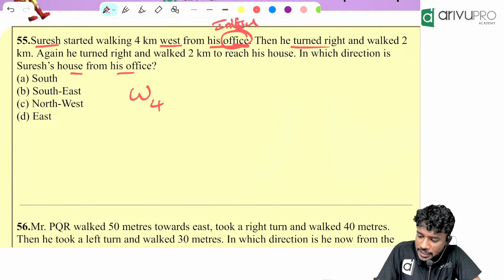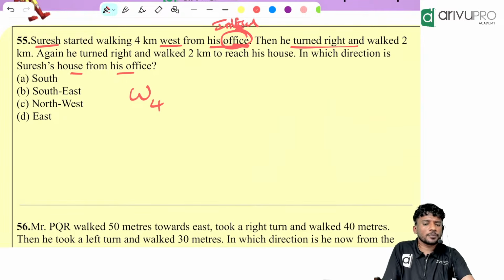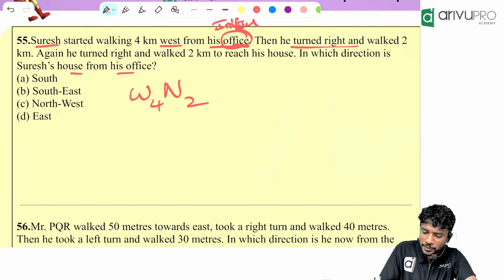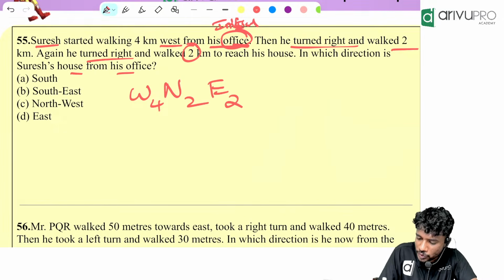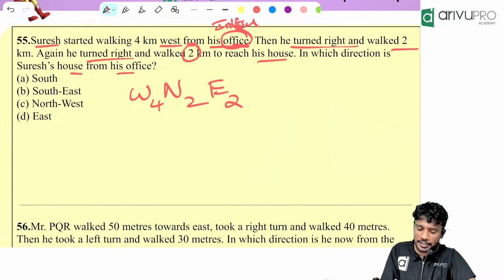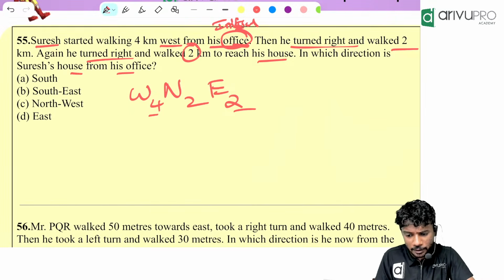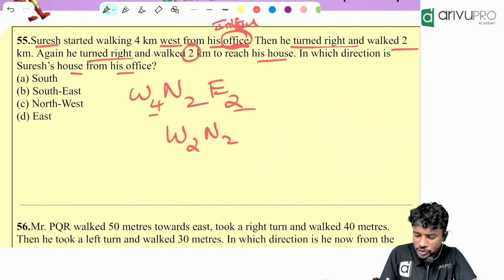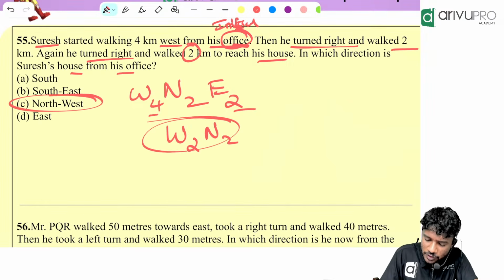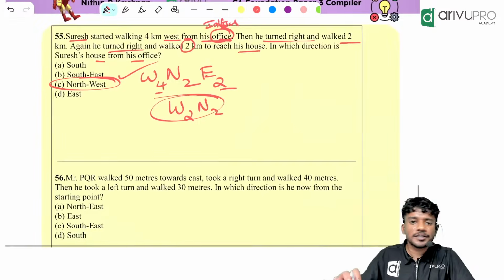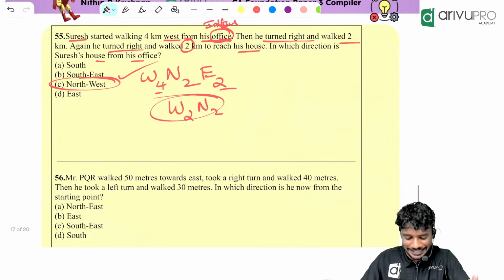4 kilometer. Then turn right. Right of west is what, people? Right of west is north. How many meter? 2 kilometer. Turn right. East. How many kilometer? 2 kilometer to reach his house. Tell me which direction is it. Now people, west 4 and east 2 will become west 2, north 2. Now tell me which direction is it? Northwest. Option number C, and it is very, very direct.